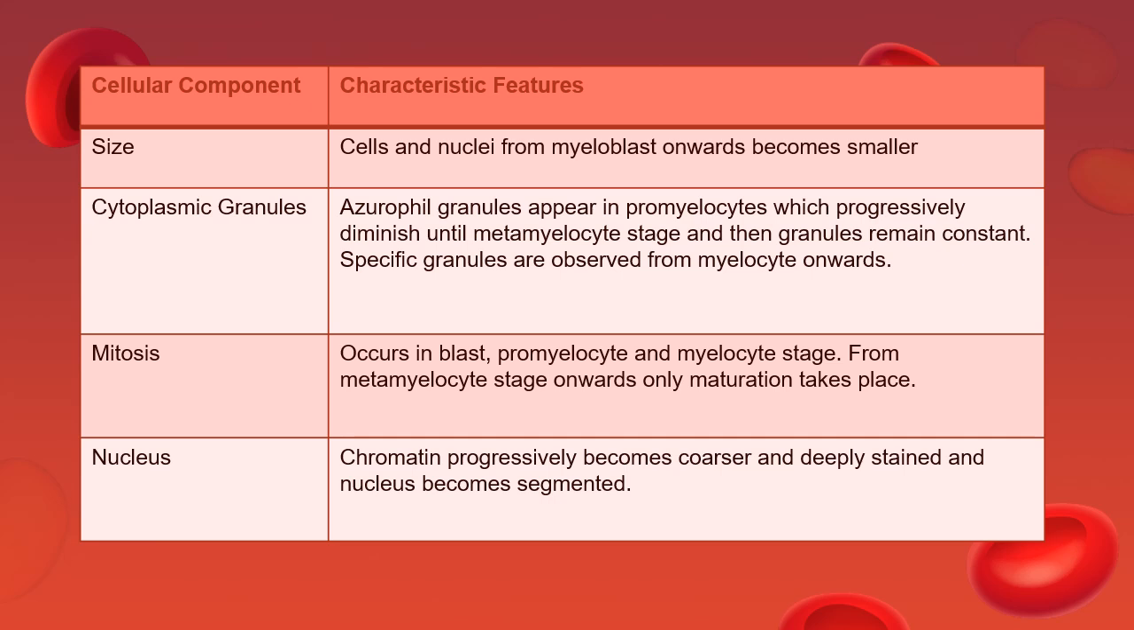For the mitosis, only occur in blasts, promyelocyte, and myelocyte stage. So from metamyelocyte stage onwards, only maturation takes place. Nucleus naman, so chromatin progressively becomes coarser and deeply stained, and nucleus becomes segmented.